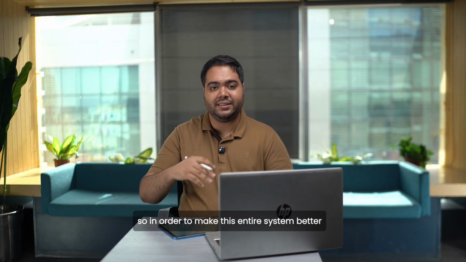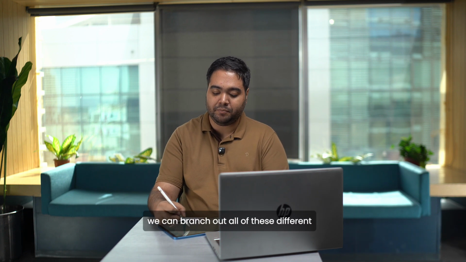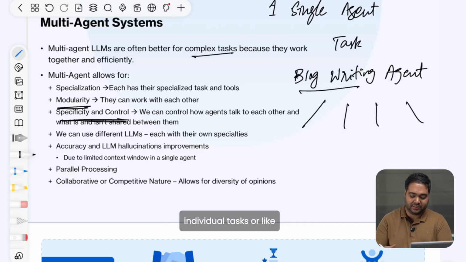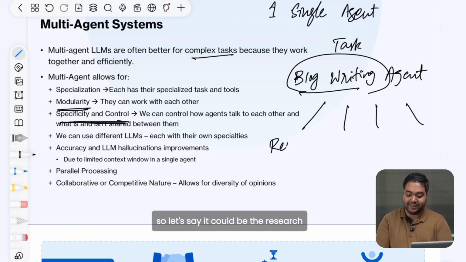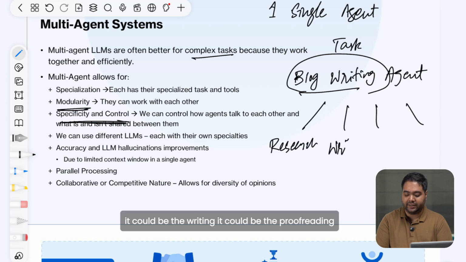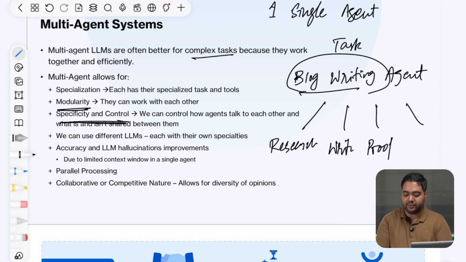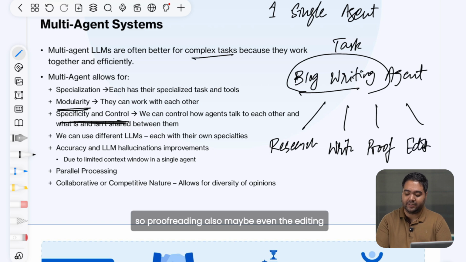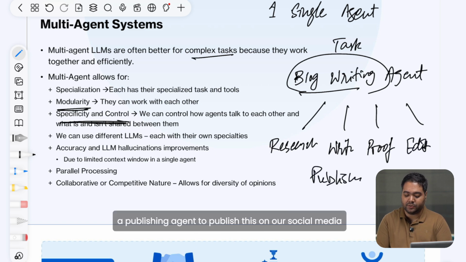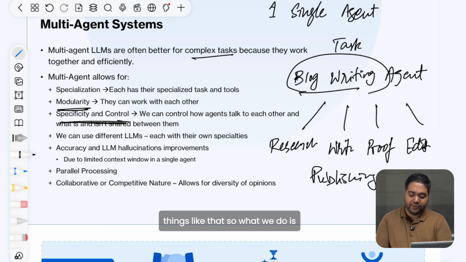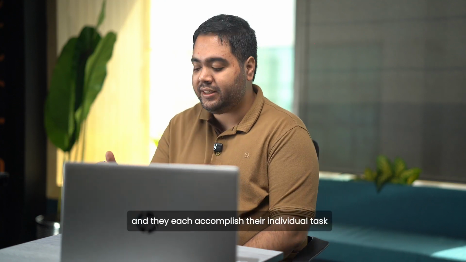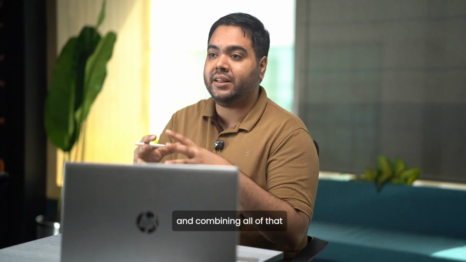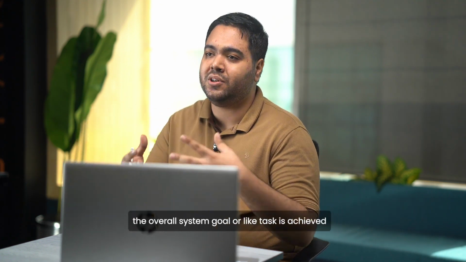So in order to make this entire system better, we can branch out all of these individual tasks or subtasks that have to be accomplished to write the single blog. It could be the research, the writing, the proofreading, maybe even the editing, and maybe we could even have a publishing agent to publish this on our social media, things like that. So instead of having one agent do all of these different tasks, we divide these into different components, different agents, and they each accomplish their individual task, and combining all of that, the overall system goal or task is achieved.